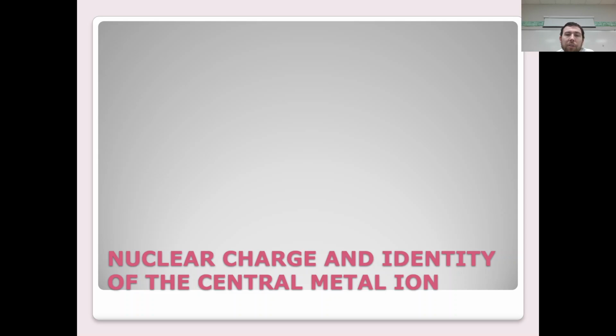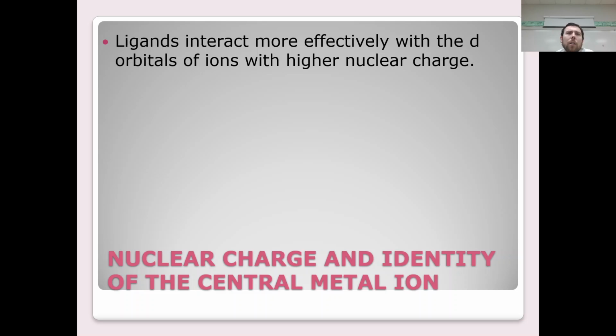All right, so let's dive in and look at specifically how nuclear charge and the identity of the central metal ion influence the energy separation and the color of our complex. So what we know is that ligands tend to interact more effectively with the d orbitals of ions with a higher nuclear charge. Right, and that makes sense because you get stronger interactions when you have greater charge differences. And since the lone pairs on the ligand are what are trying to interact with our metal ion, if you have something that has a greater positive nuclear charge, then it's going to bond and bind more effectively with that metal.